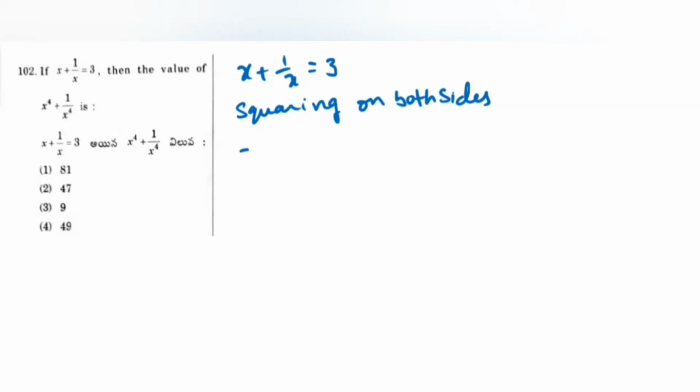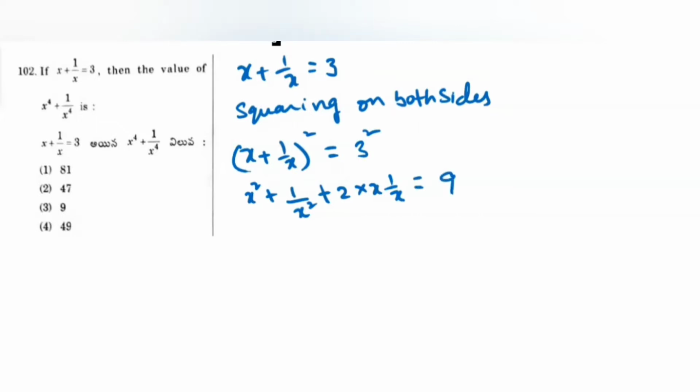So we will get x plus 1 by x whole square equal to 3 square. Then this can be written as, this is in the form of a plus b whole square. So a square means x square, plus b square means 1 by x square, plus 2ab, 2 into x into 1 by x, is equal to 3 square which is 9. So this x and this x can be cancelled. Now here you are left with x square plus 1 by x square, plus 2, equal to 9. I'll send that to the other side. So 9 minus 2 becomes 7. So now you have x square plus 1 by x square equal to 7.